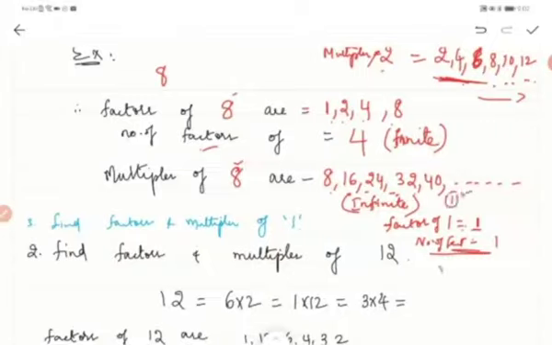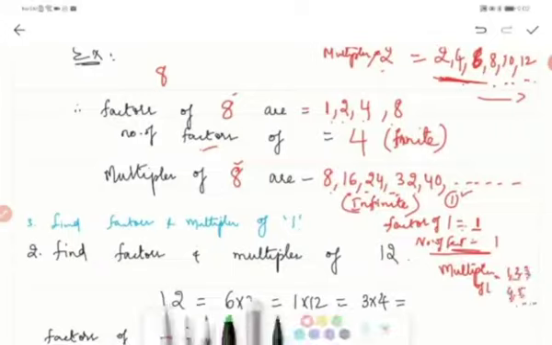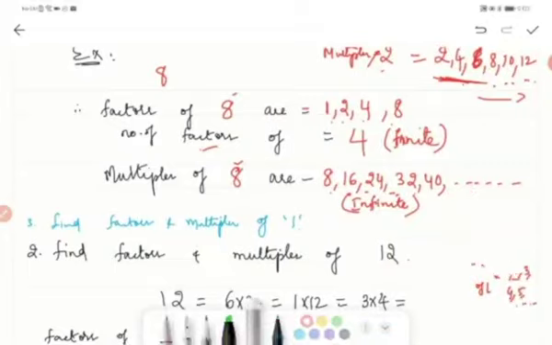What about your multiples of 1? Multiples of 1 are what? 1 1s is 1, 1 2s is 2, 1 3s is 3, 1 4s is 4, 1 5s is 5, and so on. You have infinite multiples of 1. Okay, all right, I hope it is clear what are your multiples and what are the factors, and the rules or properties of multiples and factors. All right.